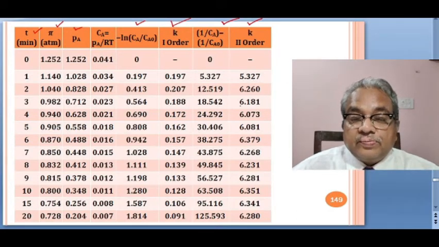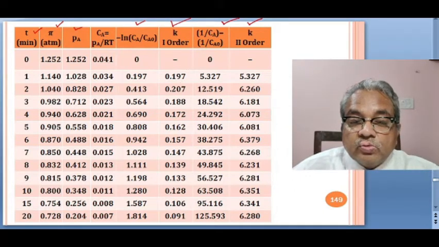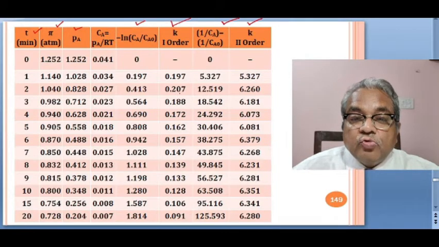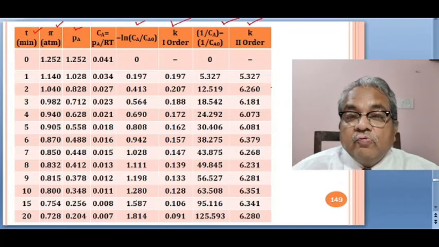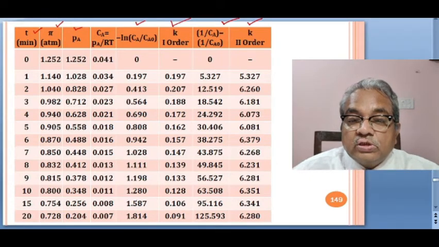of K. Okay, so you observe these values, you can see 0.01, 0.122, 0.14, 0.18, 0.2 and so on. So there is a variation. Okay, lot of variation is there. Whereas you observe second order rate constant, here this is 5.327. So except this value, rest of the values are around 6.1 to 6.3. So variation is minimum.